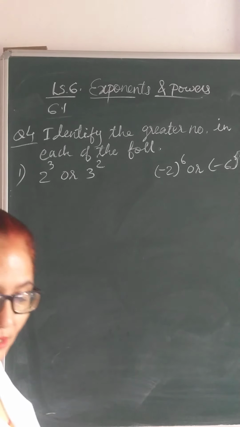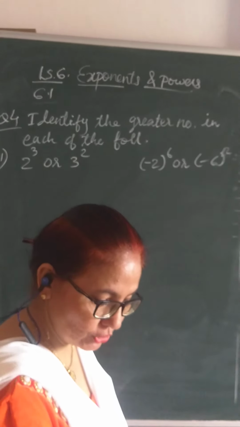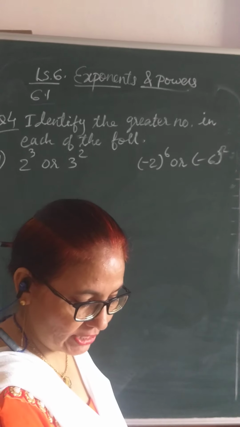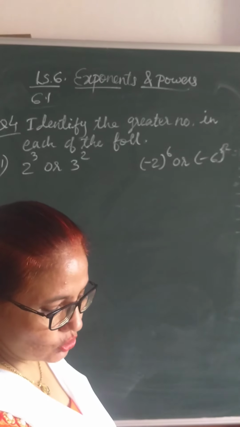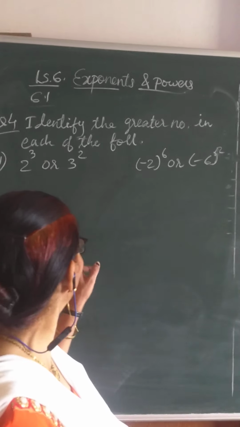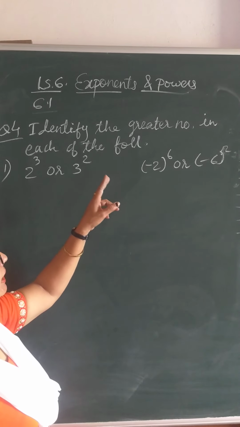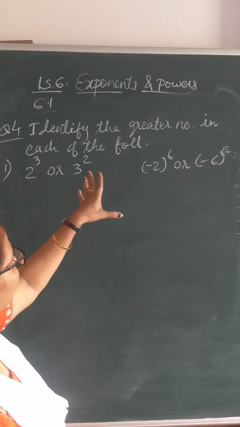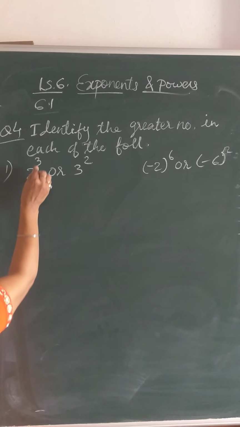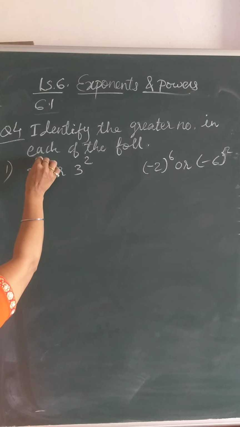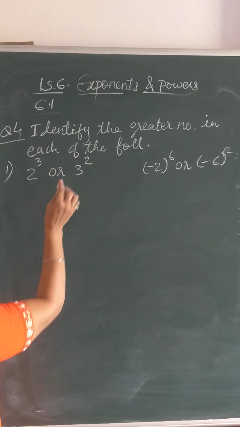Now see children, in the old textbook, whatever your question number 8, where it says identify the greater number in each of the following, in the new textbook it is your question number 4. So you have to identify the greater number in each of the following. For that, you have to simplify it first. Here you have to find out whether 2 cube or 3 square is greater.